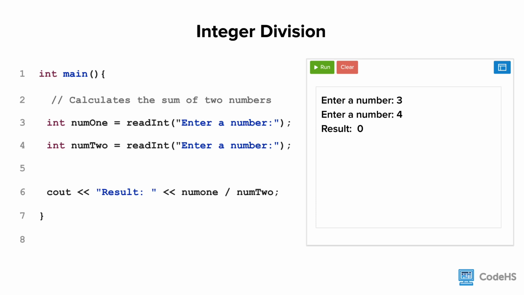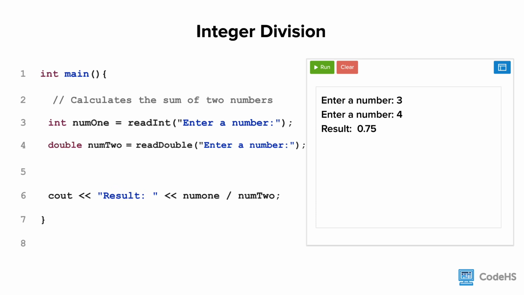In this case, the quotient of 3 and 4 is 0.75, but it gets truncated down to 0 in order to be an integer. Note that it does not get rounded in the way that we're used to. It is always truncated and the numbers to the right of the decimal point are lost.